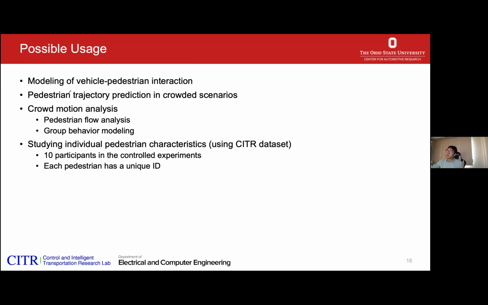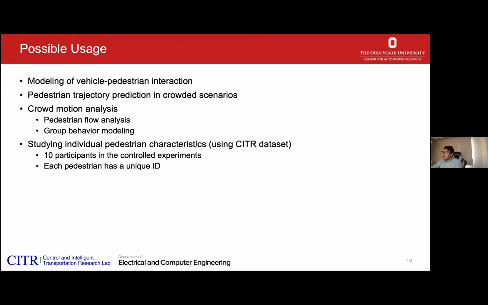And in this slide, I would like to mention the possible usage of this dataset. We could use this dataset for research on modeling the vehicle pedestrian interaction, as we have introduced in the first session of this workshop. And we could also use the dataset for pedestrian trajectory prediction in crowded scenarios, especially under the influence of vehicle. And we could also use this for crowd motion analysis, for example, pedestrian flow analysis or group behavior modeling.